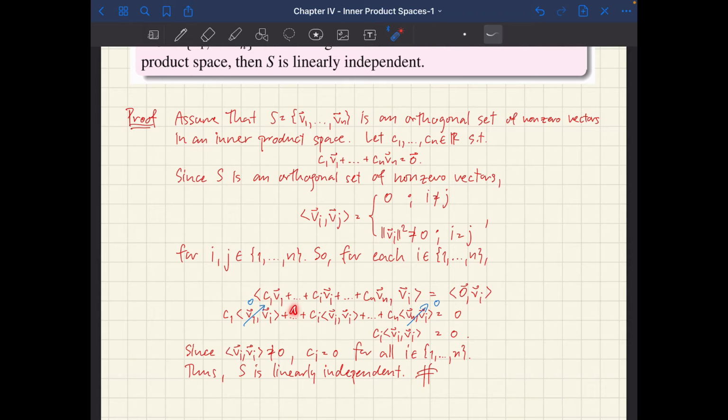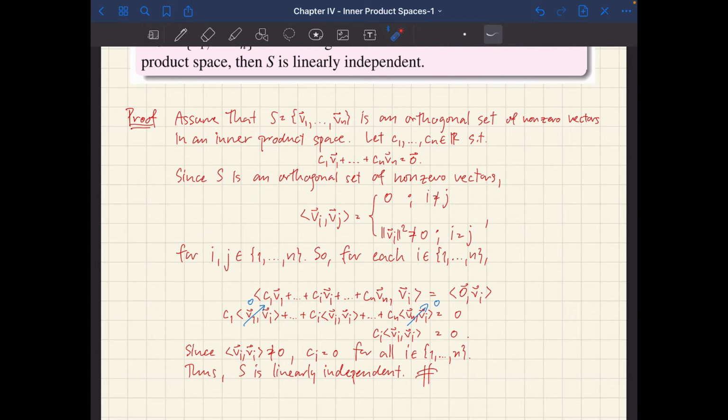For the left-hand side, we use the axioms of the inner product: the inner product can be distributed to each term, and you can pull the constant out of the inner product. So we obtain this equation.